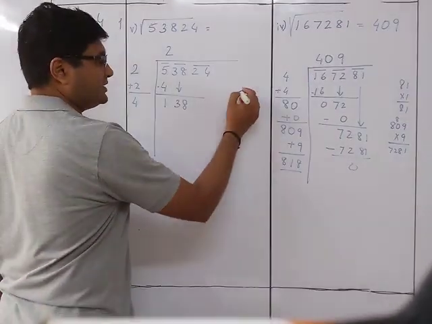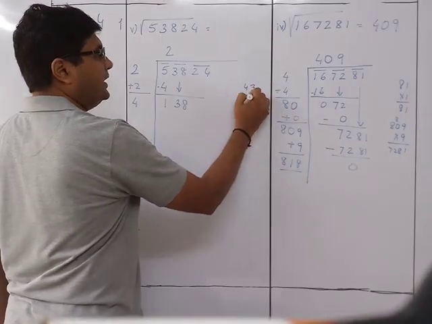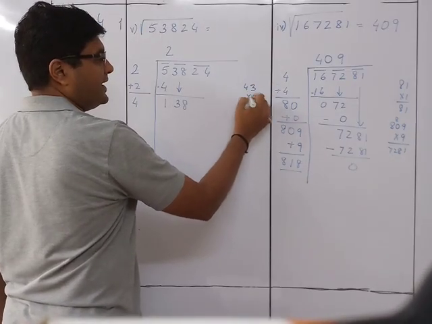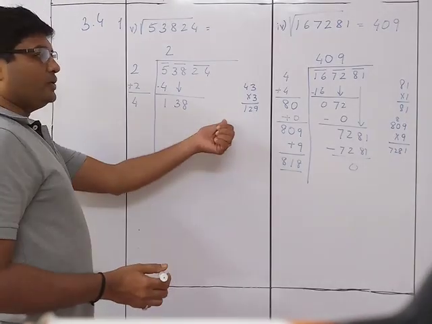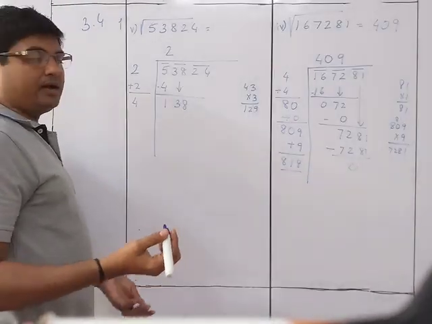So it will be trying this way. So it is 43 into 3. 3 3s are 9. So 129. Okay, it's easier to get it this way. You can try also 4.